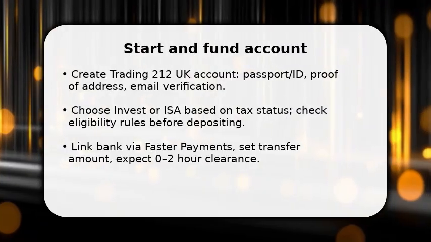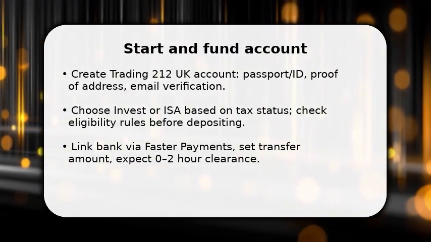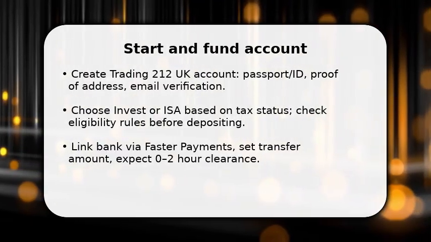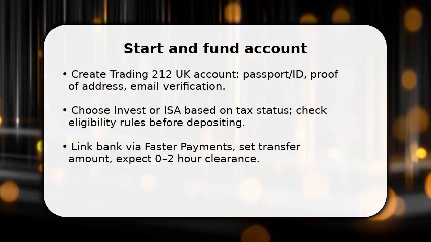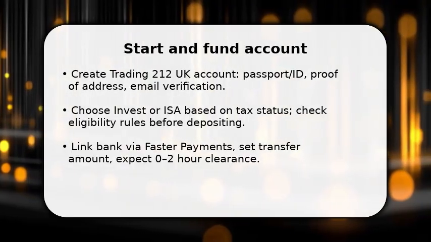You begin by verifying identity quickly. Upload passport and a recent utility bill, then confirm your email. Once done, choose invest or stocks and shares ISA depending on whether you want tax sheltering. This matters because it affects withdrawals and allowances.